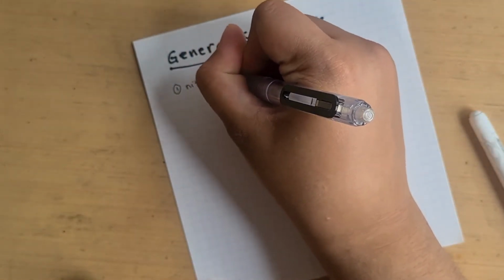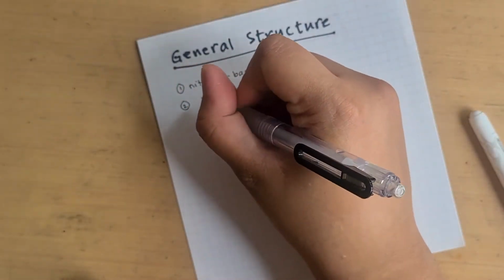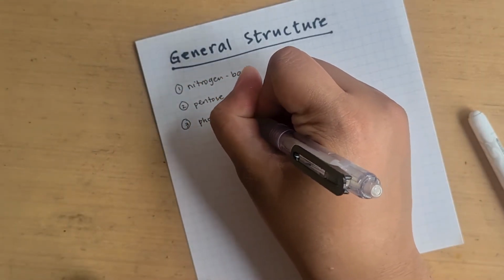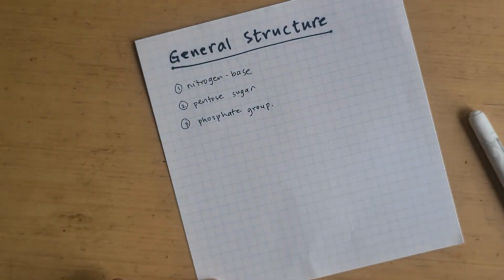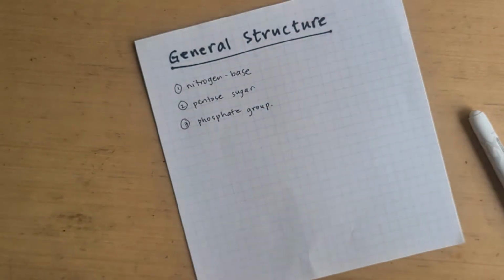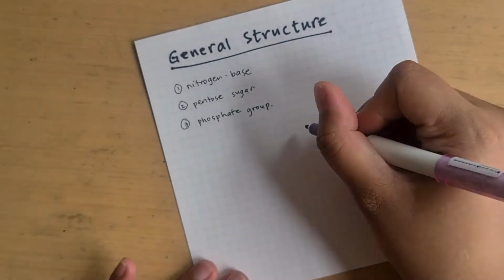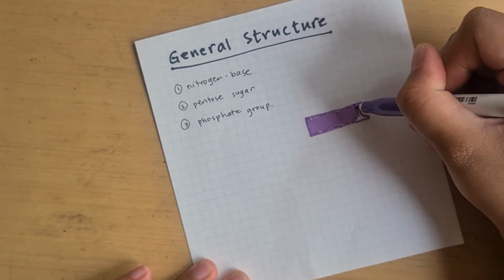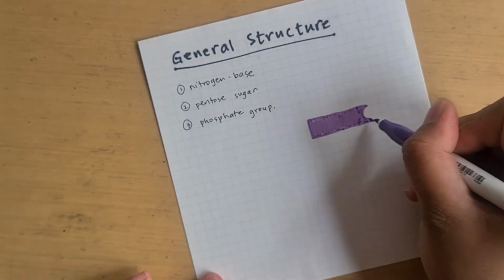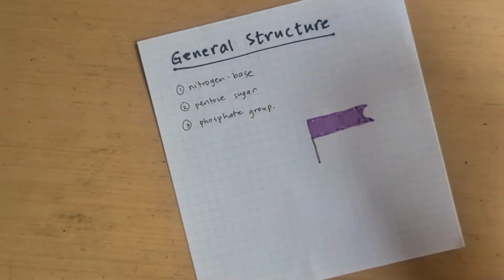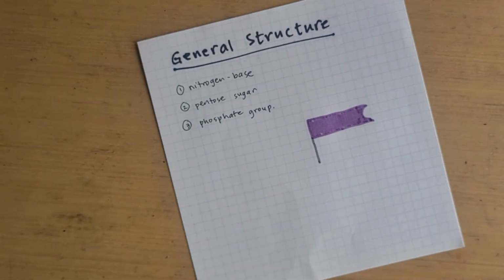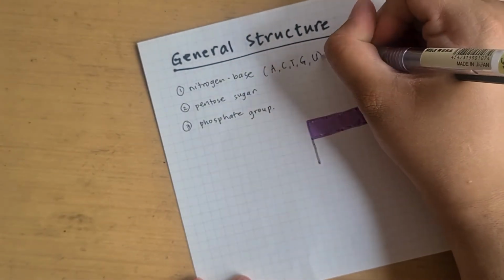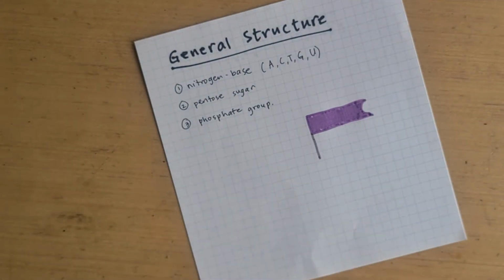The general structure of RNA and DNA is made up of three different components. The first one is the nitrogen base, followed by the pentose sugar, and lastly, the phosphate group. The nitrogen bases of DNA or RNA include A, C, T, G, and U. We will be expounding on that in the next video.